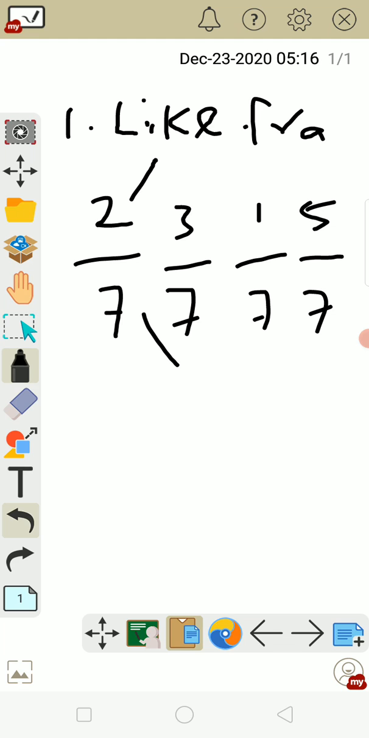In the second fraction, 3 is the numerator, 7 is the denominator. In the third fraction, 1 is the numerator, 7 is the denominator. In the fourth fraction, 5 is the numerator, 7 is the denominator. So if you see this kind of fraction, you can identify it as a like fraction. If there are two or more fractions and the denominators are the same, you can say it's a like fraction. So this is the first type.